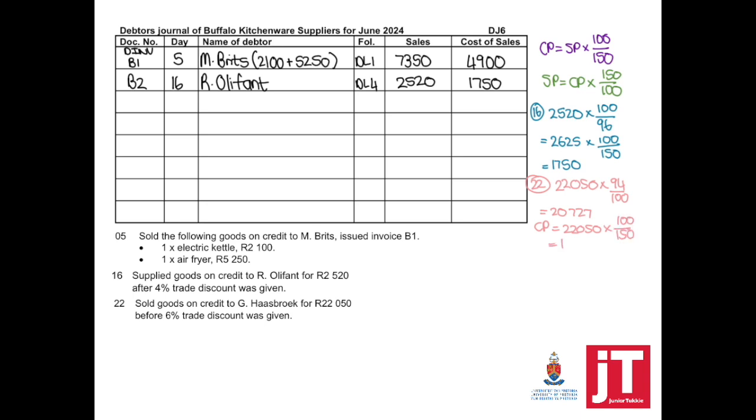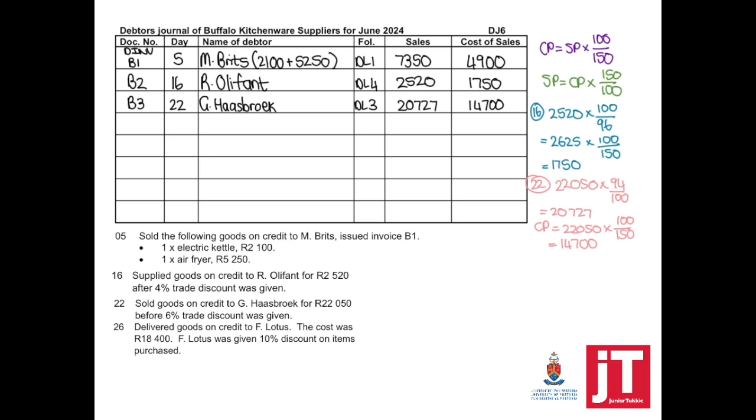To calculate the cost, you have to use the original selling price times 100 divided by 150. The source document, number B3, on day 22, name of debtor, Gia Haasbroek, the selling price after the discount, $20,727, and the cost, $14,700. This must be posted to his individual account. Day 26, delivered goods on credit to F. Lotus, the cost $18,400. F. Lotus was given 10% discount on items purchased.